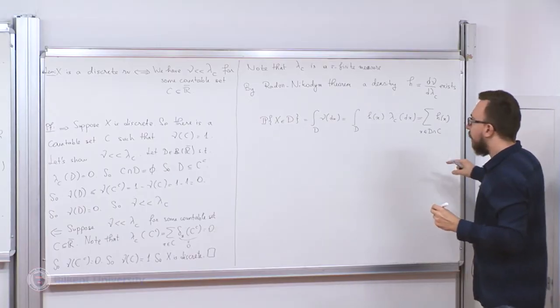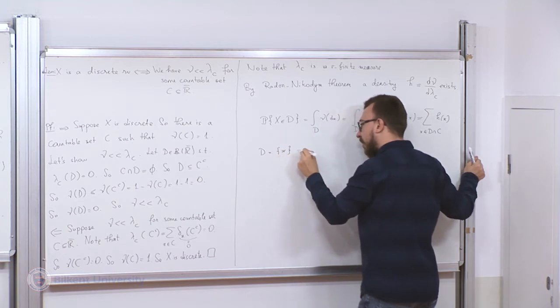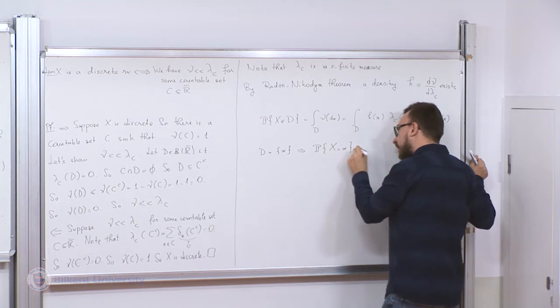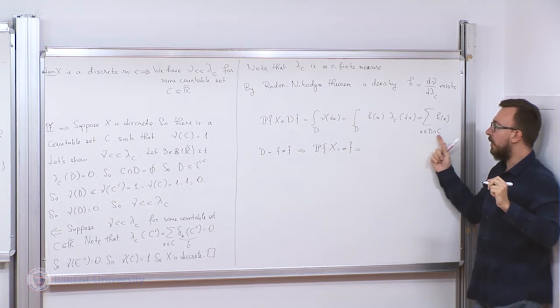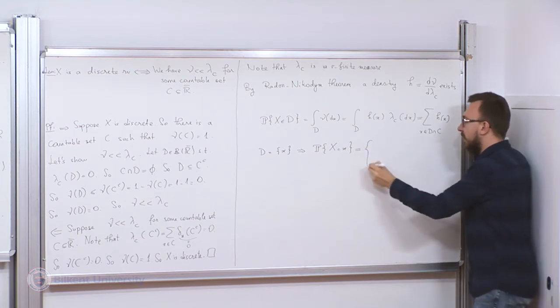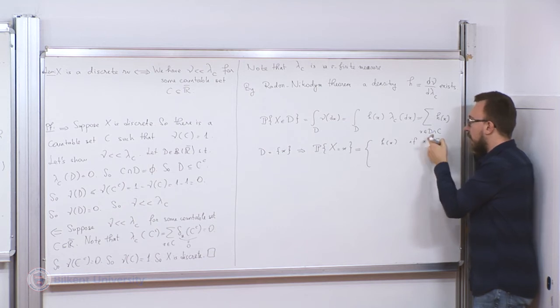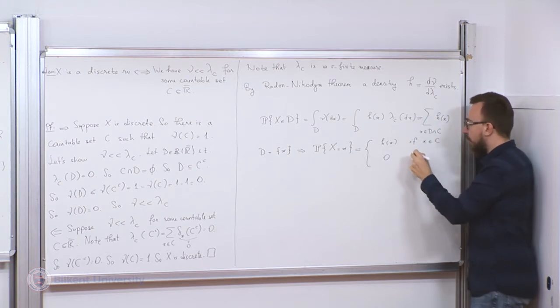So if you just take D to be a singleton, what do we get? The probability that X equals x is h of x, where x is in D intersection C. What does that mean? Well, if your singleton x is in C, you get h of x. And if your singleton is not in C, you just get 0. You don't have any terms in your summation.